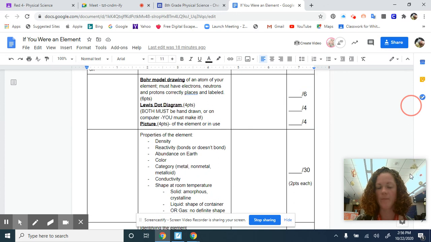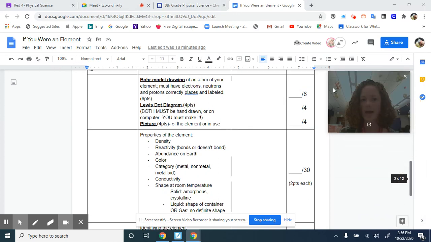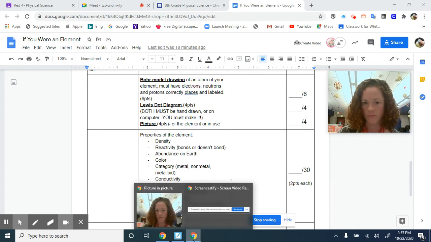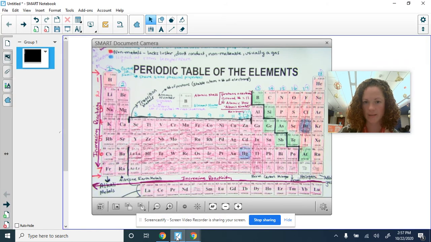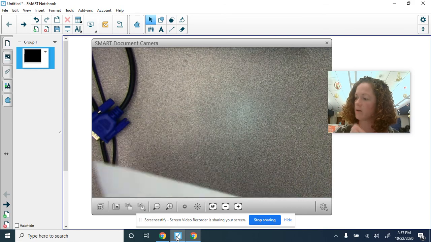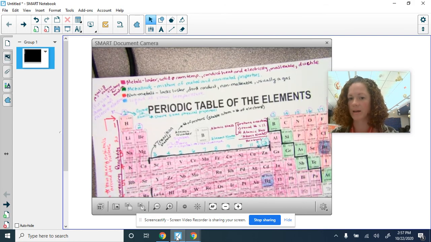so at the very top of your model, somewhere on your presentation, you need to have a Bohr model drawing, a Lewis dot diagram, and a picture of your element. So I'm going to show you what those are. Based on the elements, based on you filling out the periodic table, you should be able to understand how to do the Bohr model. So I will show you on the back, actually.